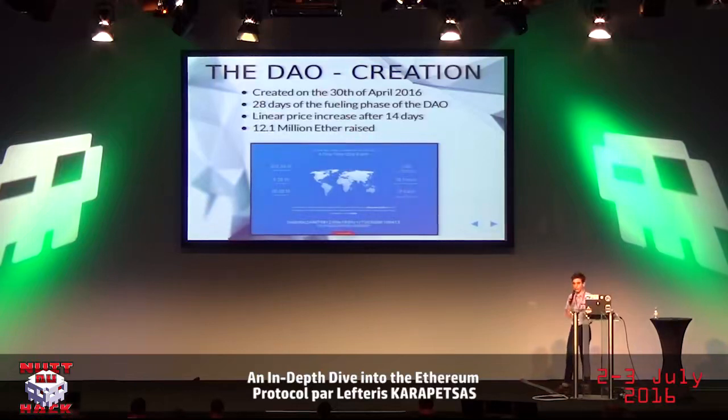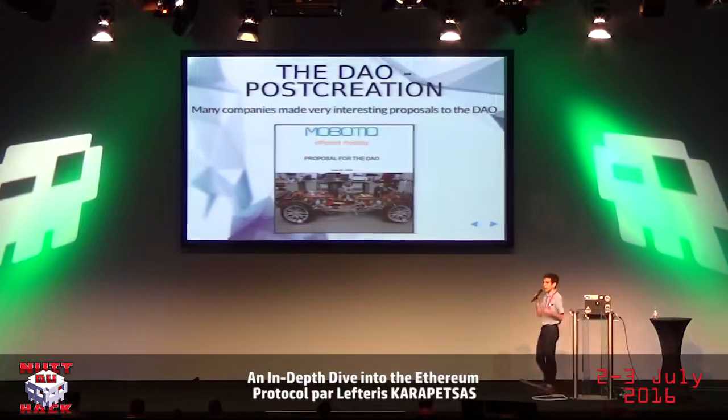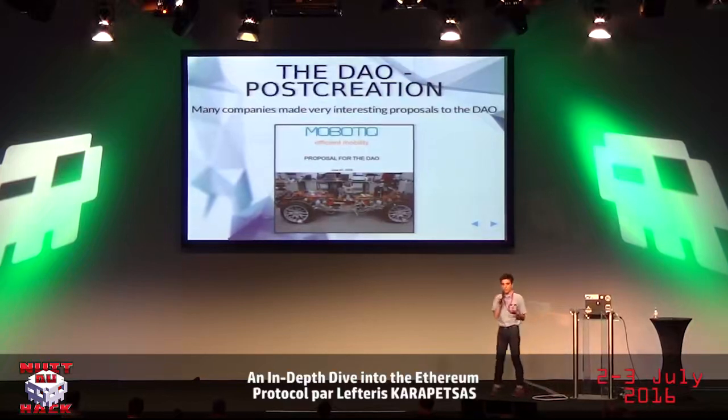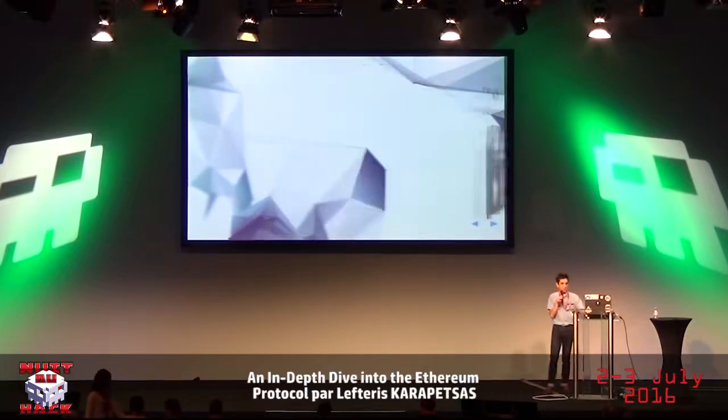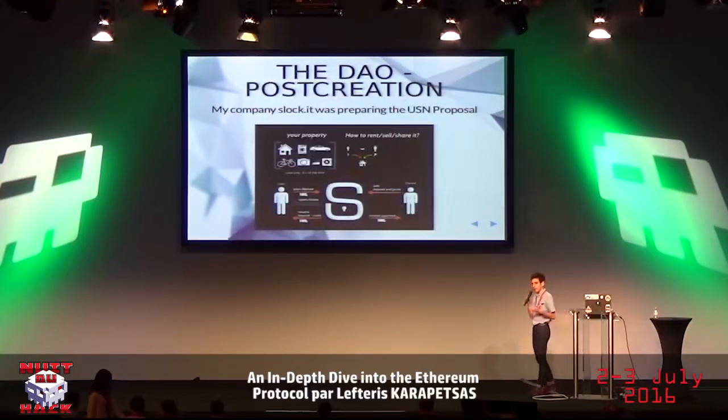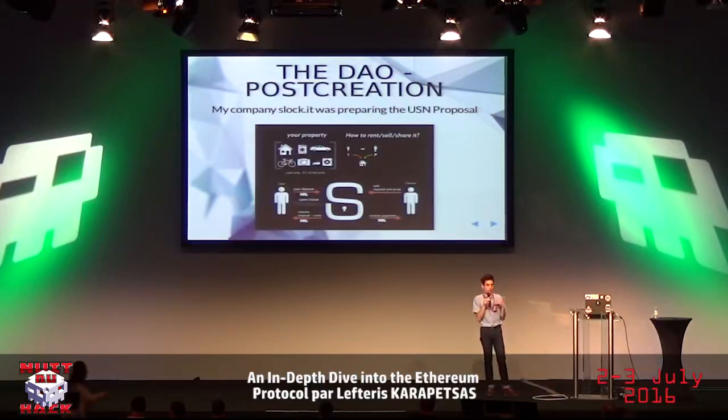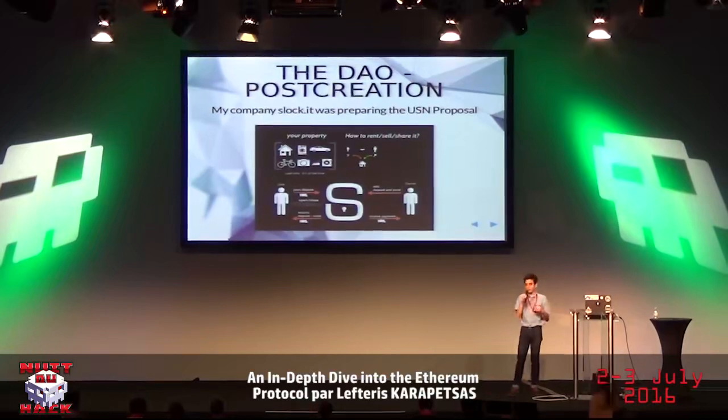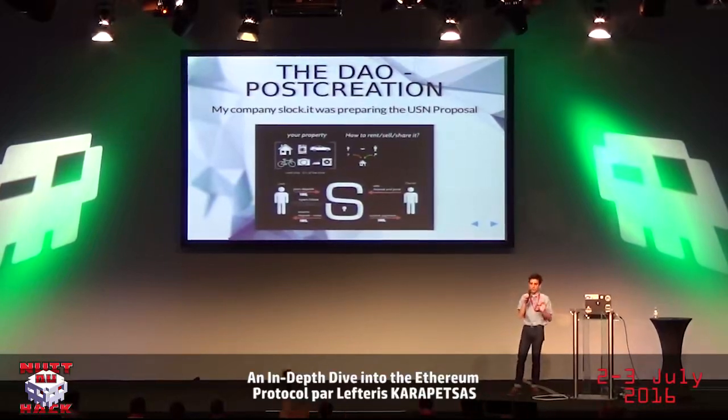Once that got finished and all of the Ether was raised, then people started making proposals to the DAO as it was planned. So companies like Mobotic made a proposal to the DAO in order to create autonomous vehicles and to give back a percentage of the transaction to the DAO so that the DAO makes some profit. My company also, Slockit, we were going to make a proposal for something that we call the universal sharing network. So a way to share anything that you own, to rent it via the blockchain, and a small percentage of this transaction would go back to the DAO as profit.